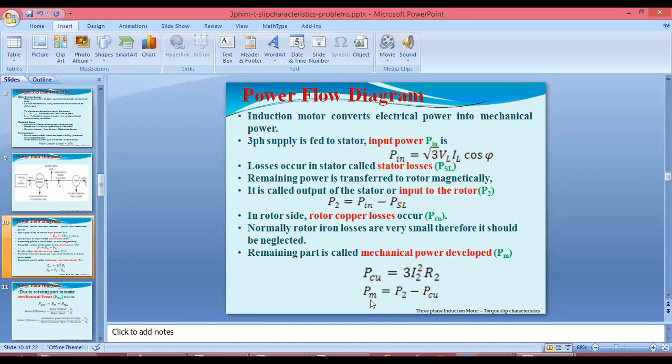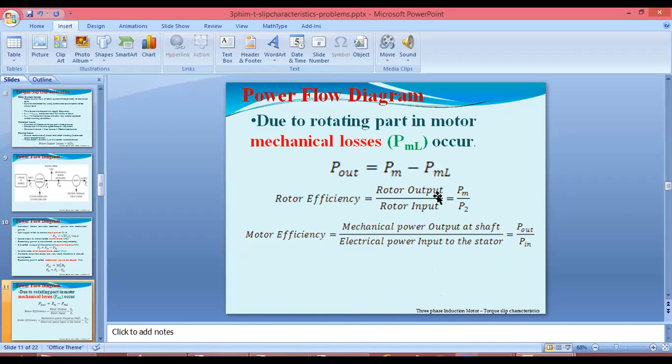But we are saying mechanical power is nothing but the rotor power. The remaining power which will go to the rotor, we take as mechanical power. So we can take here PM equal to P2 minus PCU. Now our equation will become: due to the rotating part of the three-phase induction motor, you will get the power loss. That power loss we are saying as PML, the mechanical power loss. So you can take Pout equal to PM minus PML.